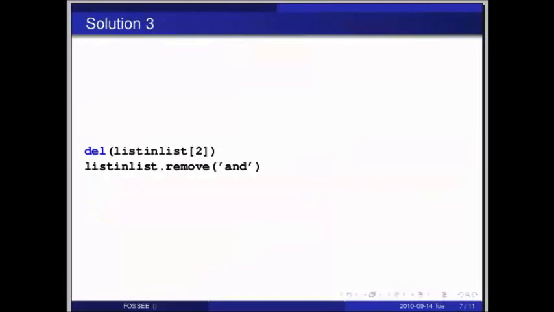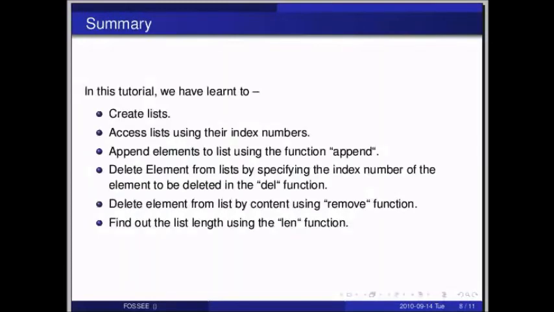So this brings us to the end of this tutorial. In this tutorial, we have learned to create lists, access lists using their index numbers, append elements to lists using the function append, then delete element from list by specifying the index numbers of the element to be deleted in the del function, then delete element from list using content using remove function, and the final one is to find out the list length using len function.